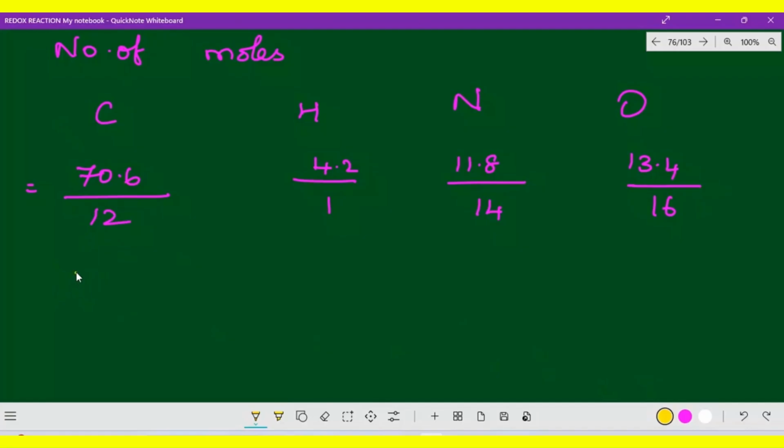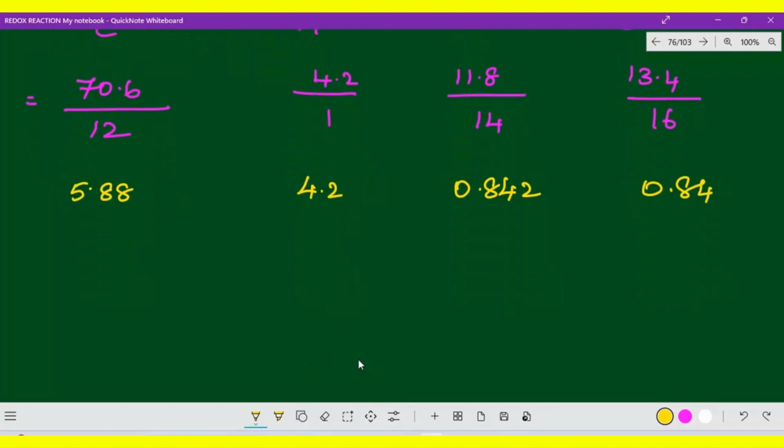When you calculate this, you will get 5.88 moles, and the second one you will get 4.2 moles, and then here you will get 0.842, and here you will get 0.84. Okay, now the simplest whole number ratio. Which is that simplest whole number ratio? 0.84. Can we take it as the simplest whole number?